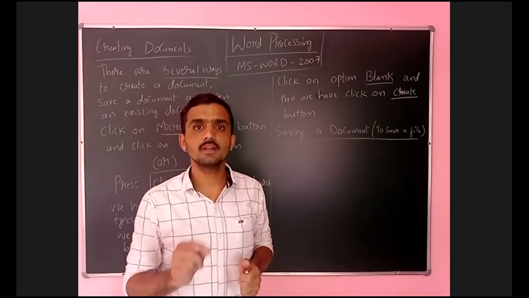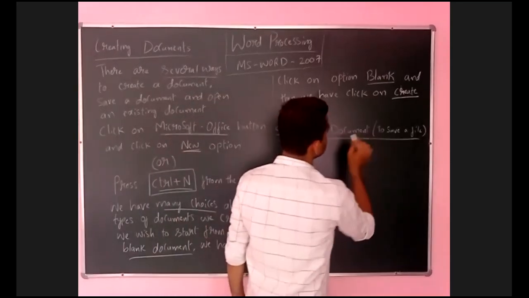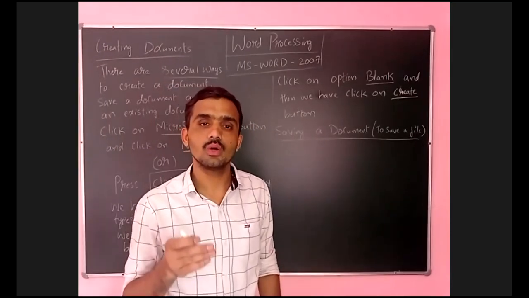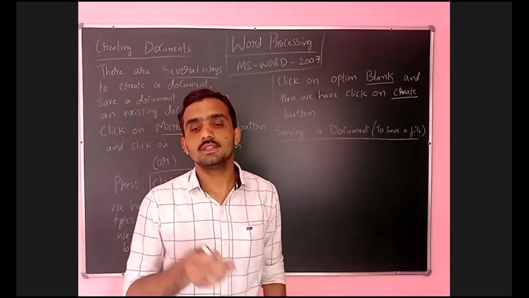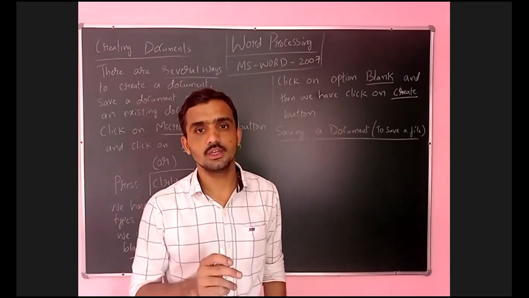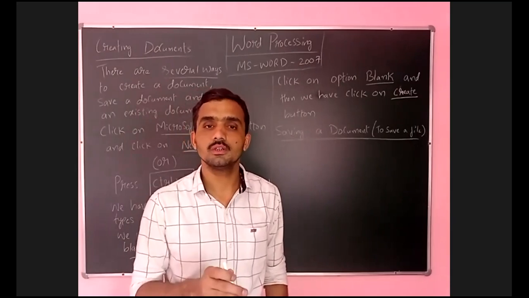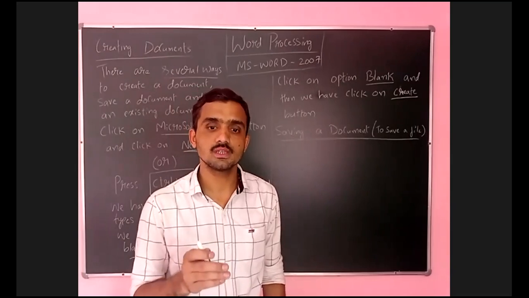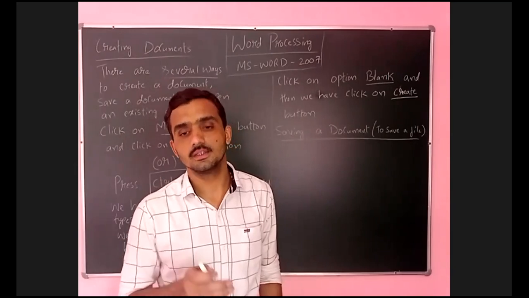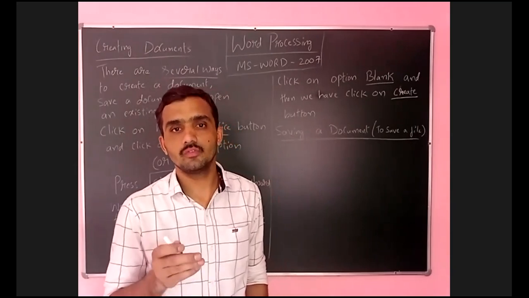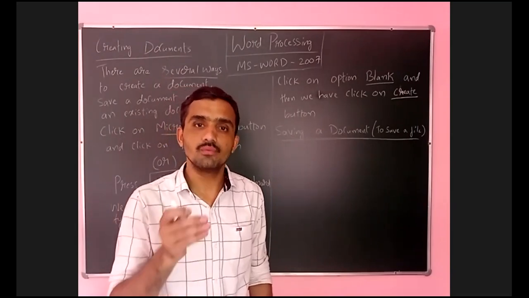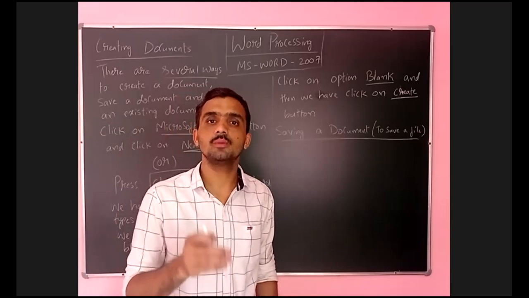After typing, we have to save the document. This is very important. If you do any operations in the computer, the first thing you have to do is save the document, because there are two types of storage in a computer: primary storage and secondary storage. If we don't save the document, the content will be kept in primary storage. If we save the document, it will be stored in secondary storage, that is, the hard disk.